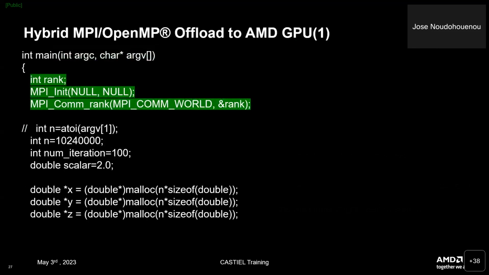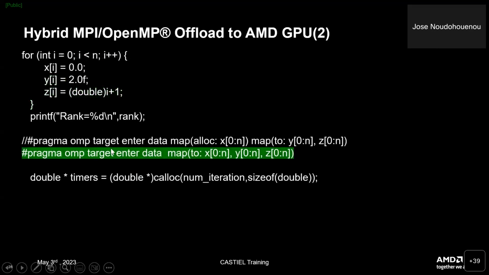Here we have an example. It is an OpenMP triad application, and it is a hybrid MPI OpenMP offload one that we will try to run on certain GPUs. So as you can see here, we initiate our MPI, and we start with our MPI initiation. We have our code, and starting from here, we create a data region. We map our buffers X, Y, and Z. So data will be copied from the host to GPUs.